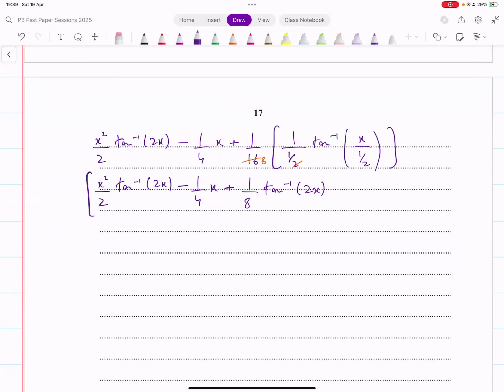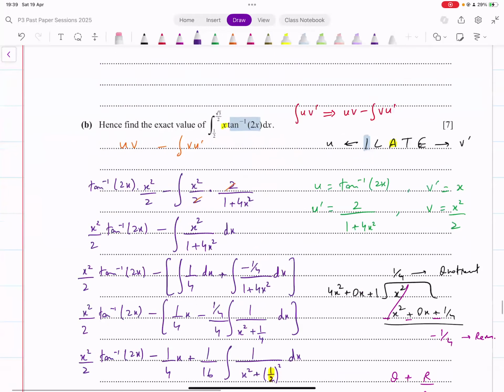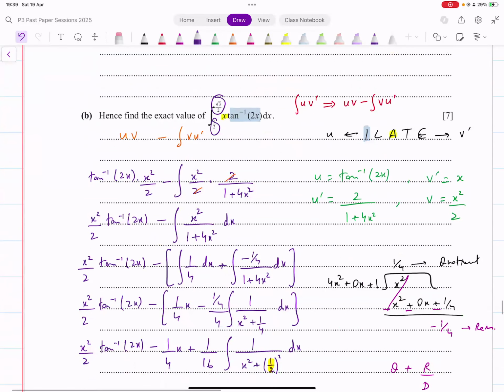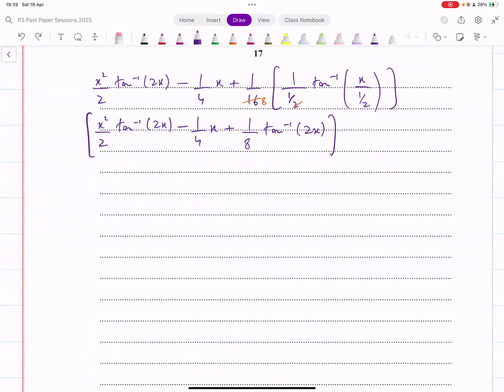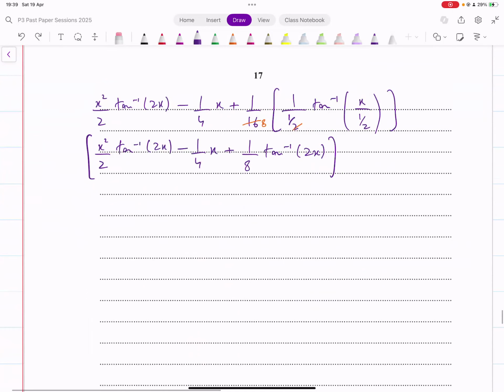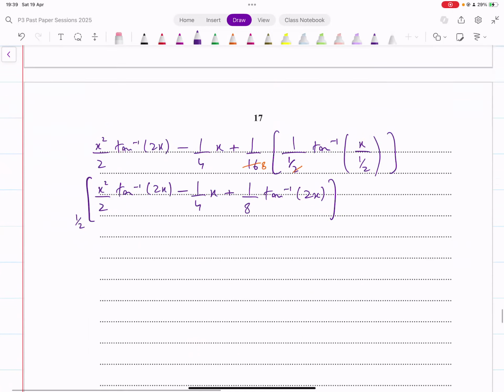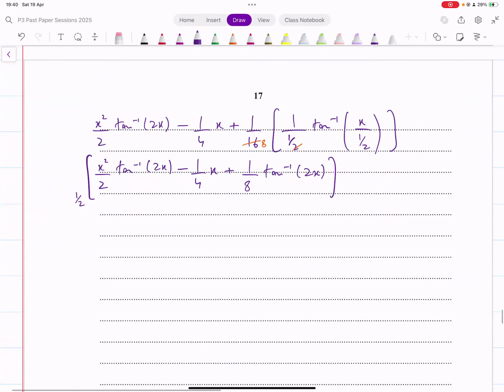Input limits now. Limits were 1 over 2 to under root 3 over 2. Let's input those limits. You have to show working. You want an exact answer at the end. That means we need to write down the steps. We need to show the steps. 1 over 2 to under root 3 over 2.